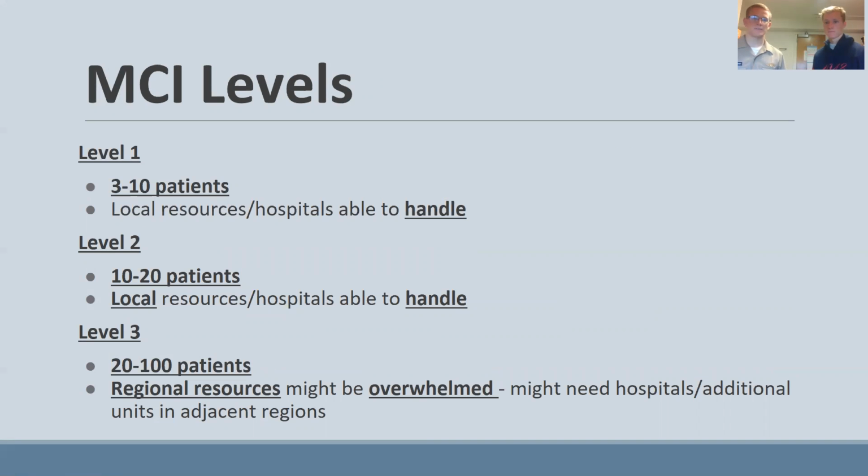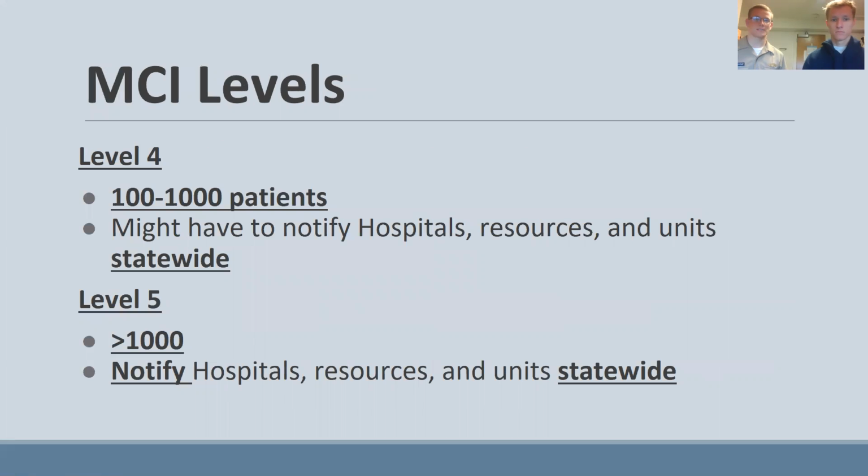The MCI levels are based on the number of patients, and obviously based on the number of patients, your region will only have so many resources, so you might have to get extra resources from other regions or even from the entire state for larger MCI levels. Like level 4 and 5, you might need to get hospitals and resources from the entire state.